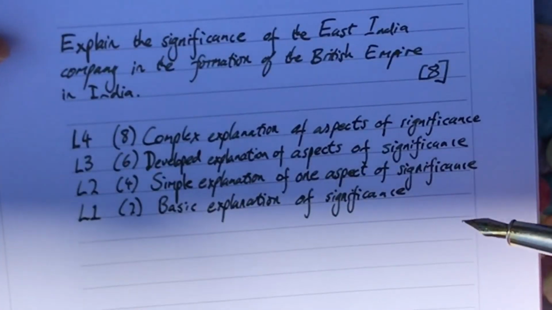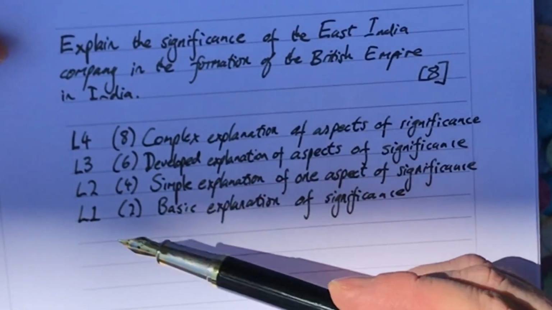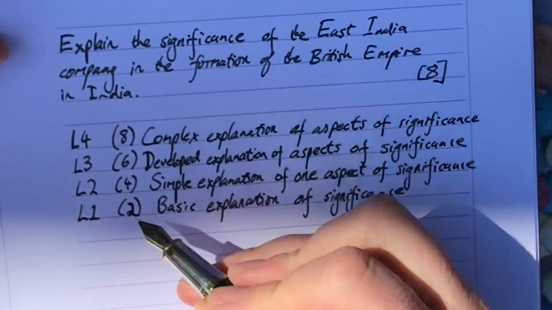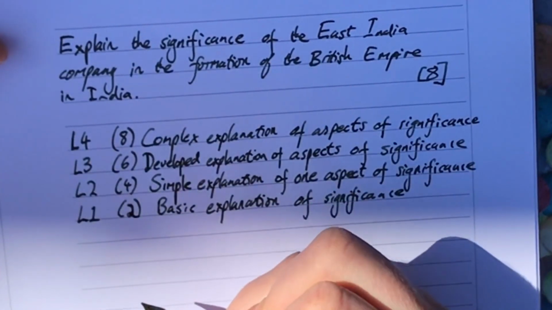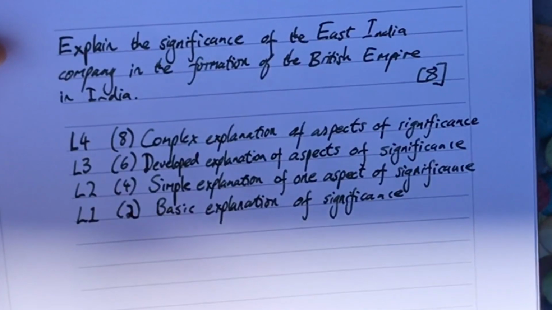So here, I've identified that there are 4 levels. The marks for each level is a maximum of 2 marks. Let's make that a little bit clearer. 2 marks for a level 1, a maximum of 4 marks if you score in a level 2 bracket, 6 marks in level 3, 8 marks in level 4.